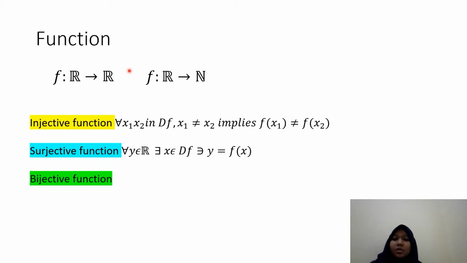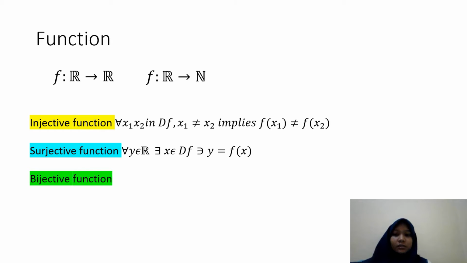But sometimes it's also written like this. This is not like, oh, this is the function. No, no. This is like requirements. This is the function from R to N. So the domain is real numbers and the range is natural numbers. And there are three kinds of function: injective function, surjective function, and bijective function.